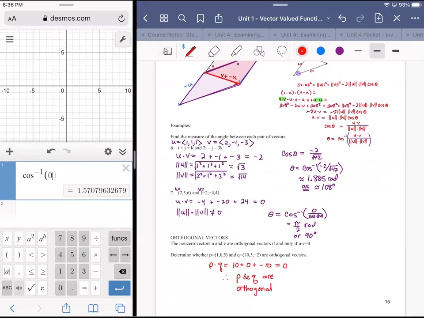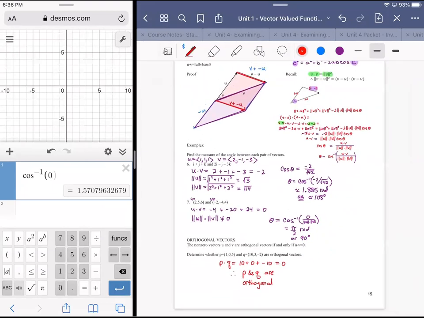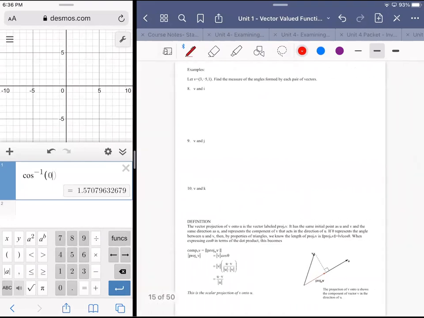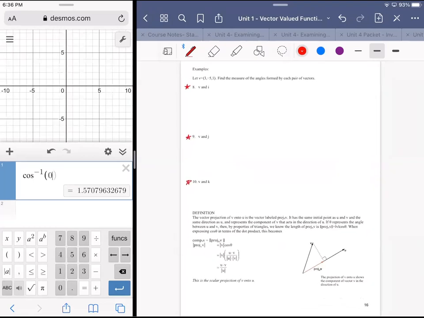So sometimes it's just as simple as that. Right. Let's hop on over to page 16 and talk about projections. All right. So I'm going to leave 8, 9, and 10 for you to tackle on your own. I might just go the video route for these three problems. They're not difficult. They're a little on the kooky side, but they're not difficult.